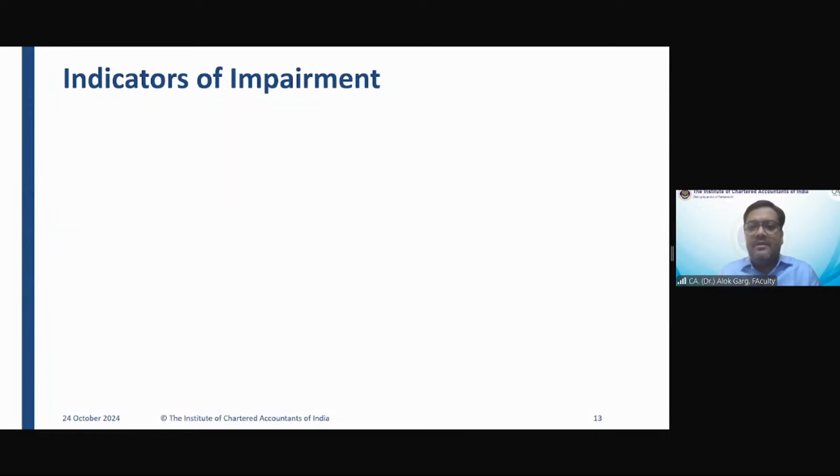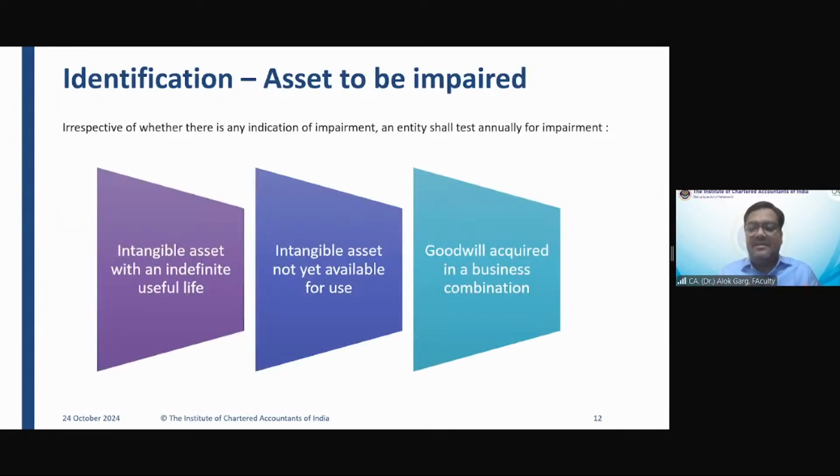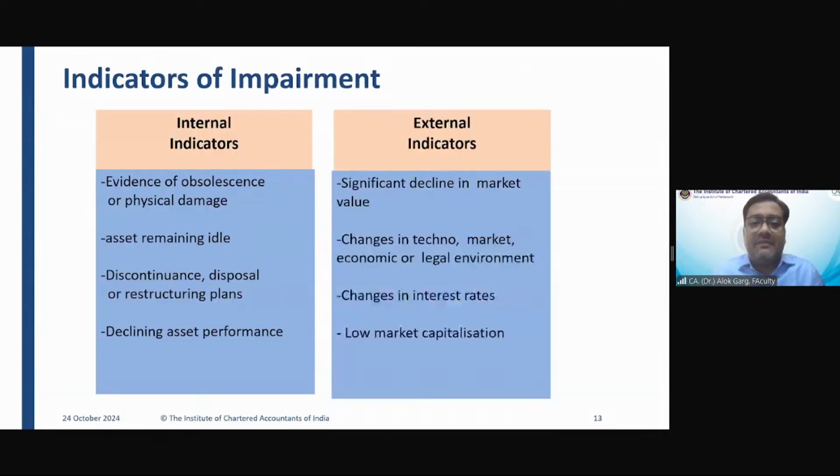Then we discussed that there are three assets which do not require this indicator. There are three intangible assets which require mandatory impairment testing at least once in a year. Which were these three assets? Intangible asset with an indefinite useful life, intangible asset not yet available for use, and goodwill acquired in a business combination. These are the three assets which require mandatory impairment testing. So this is what we covered.